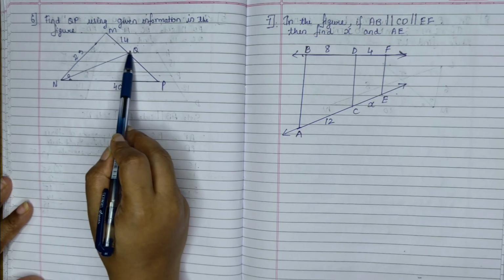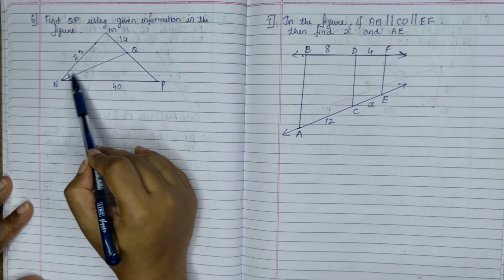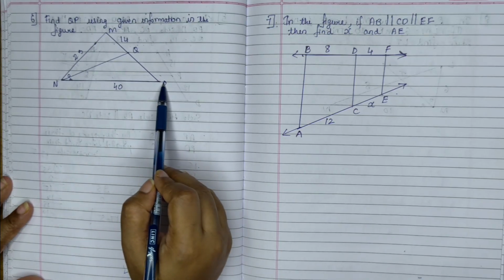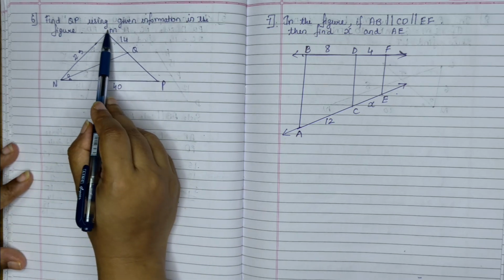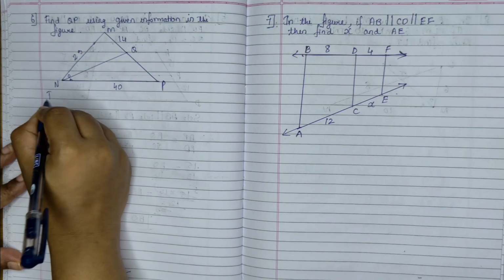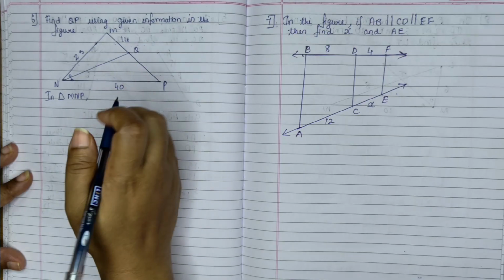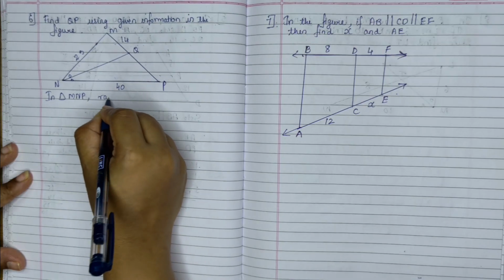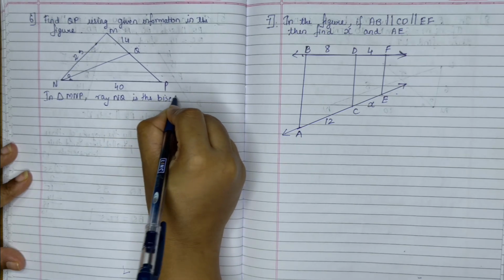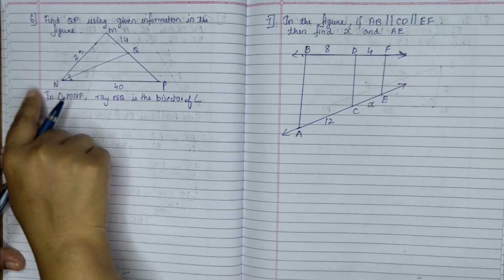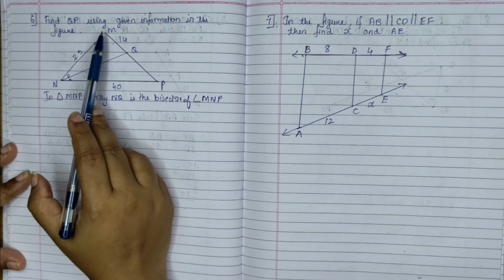NQ is an angle bisector of angle MNP. Okay, NQ is the bisector of MNP. So we can use angle bisector theorem here. So first we will say that in triangle MNP, NQ is the bisector, ray NQ is the bisector of angle MNP. Okay, NQ is the bisector of MNP.